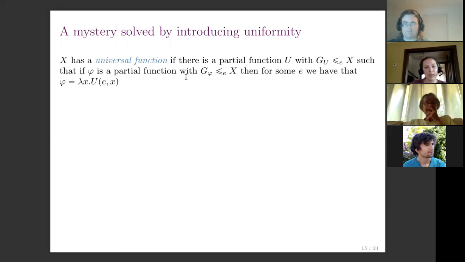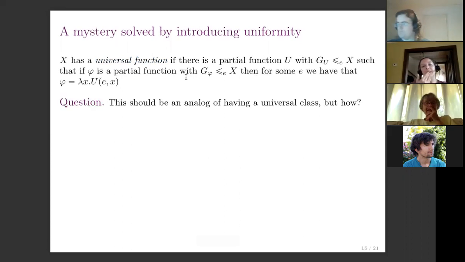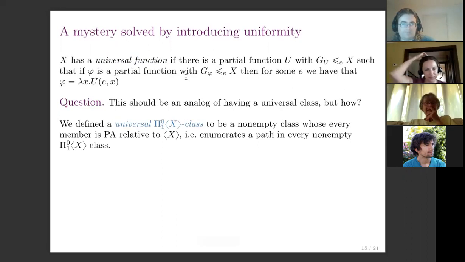So this property should somehow correspond to, be an analog of, having a universal class, but we couldn't quite see how. And finally, we solved this by, as the title of my slide suggests, introducing a little bit of uniformity. So we defined a universal Π⁰₁ relative to X class to be a non-empty class P whose every member is PA relative to X. In other words, every member of P enumerates a path in every non-empty Π⁰₁ relative to X class.